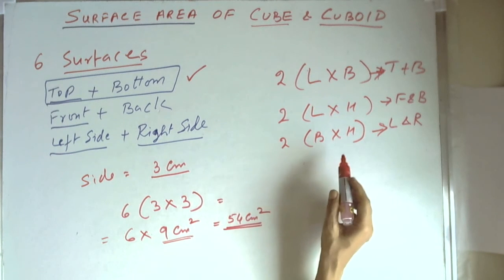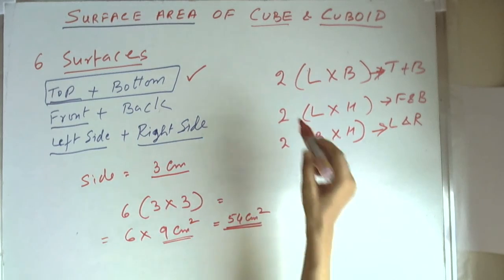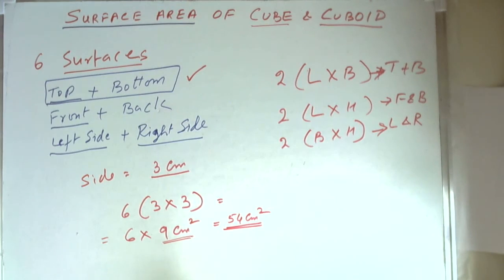So we can calculate the surface area of a cuboid by calculating the surface area of top and bottom, then the surface area of front and back, and also left side and the right side.